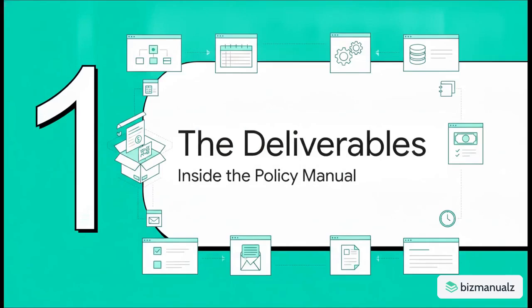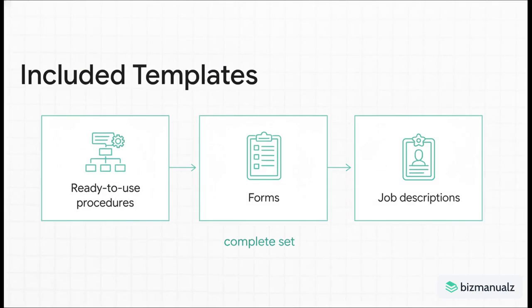Let's look at Section 1, inside the policy manual, the deliverables. Now, what's really interesting about this section is seeing exactly what you're getting. Let's actually look under the hood here. This isn't just a high-level overview. It's a completely comprehensive suite. First up, you get the ready-to-use procedures, and we are talking about highly specific, documented guidelines for cash receipts, cash disbursements, petty cash, and wire transfers.